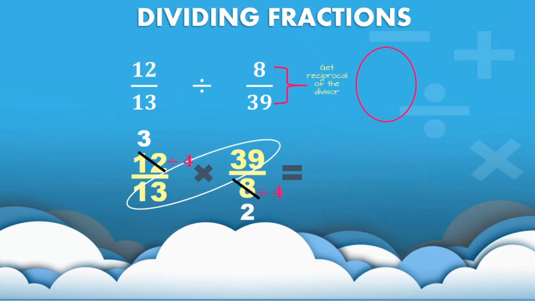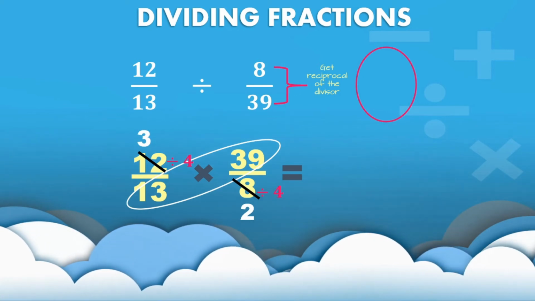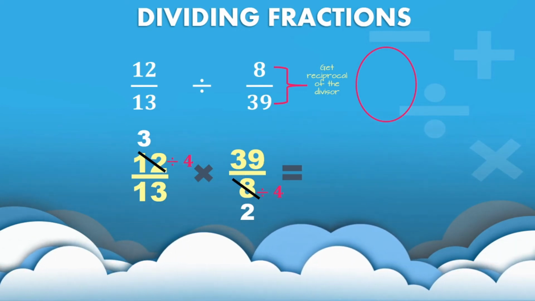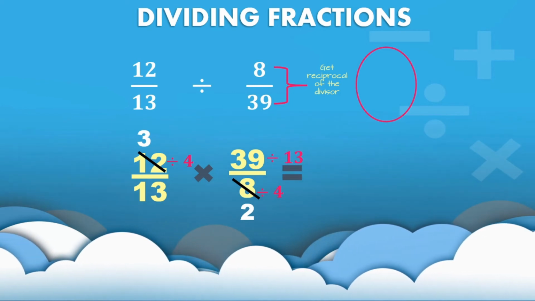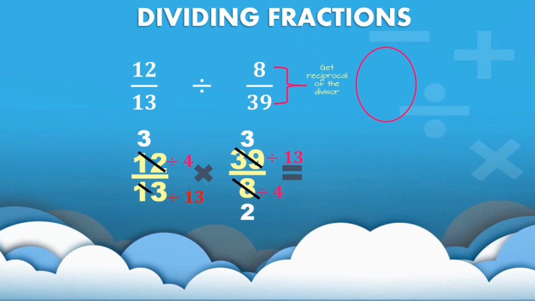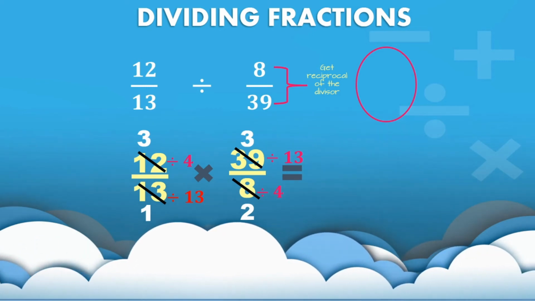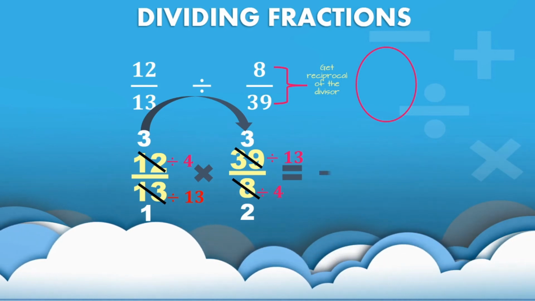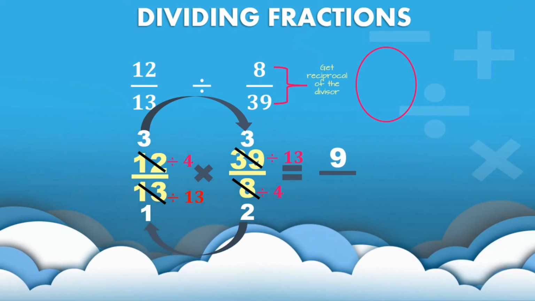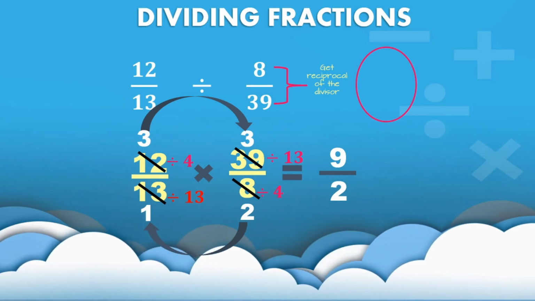This time, let's move on to 13 and 39. Is there any number that can exactly divide 39 and 13? Yes, both of them can still be divided by 13. So let's divide 39 and 13 by 13. 39 divided by 13, that will gives us 3. 13 divided by 13, that will gives us 1. So after we do the cross cancellation, let's now move on to multiplication of fraction. Numerator times numerator, which is 3 times 3, that will gives us 9. Then denominator times denominator, which is 2 times 1, that will gives us 2. This time we have 9 over 2.